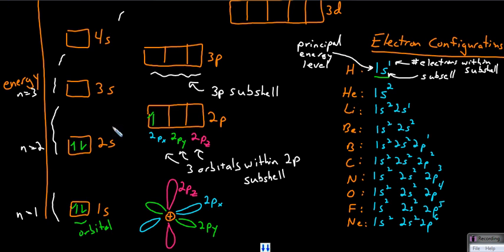So each of these boxes, each of these orbitals, represents a region in space around the nucleus. If I were to draw the 2s, I would draw it as a region kind of like that. So that would be the 2s. And then if I were to draw the 1s, it would be in a smaller region around the nucleus.